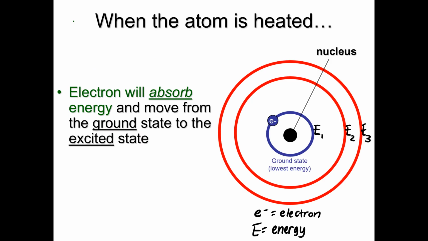Here's an animation showing this. When the atom is heated, if we apply some sort of energy source to the atom, these electrons that are right now in the ground state, the lowest energy state, can absorb that energy and move into a higher energy state, into a shell that's further away from the nucleus, and we call that the excited state. So this electron right here is in an excited state.